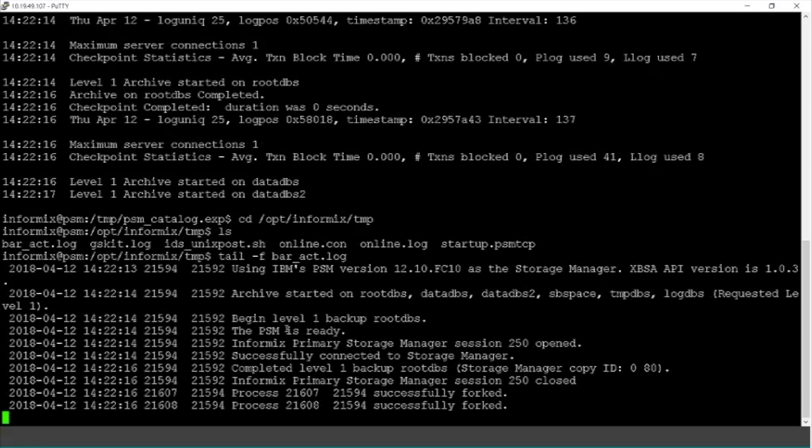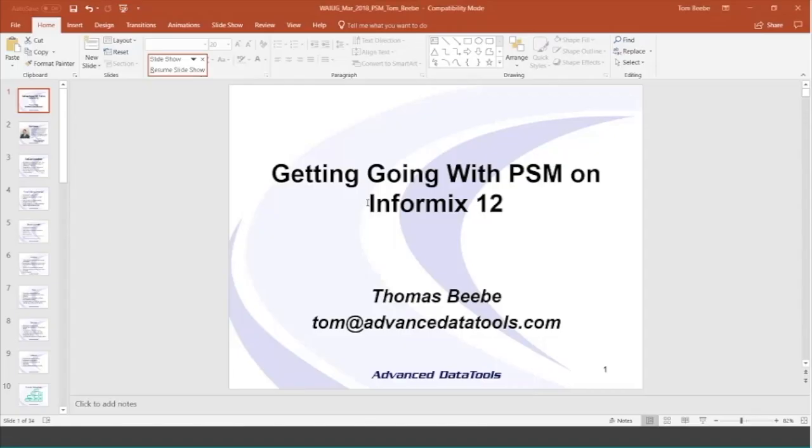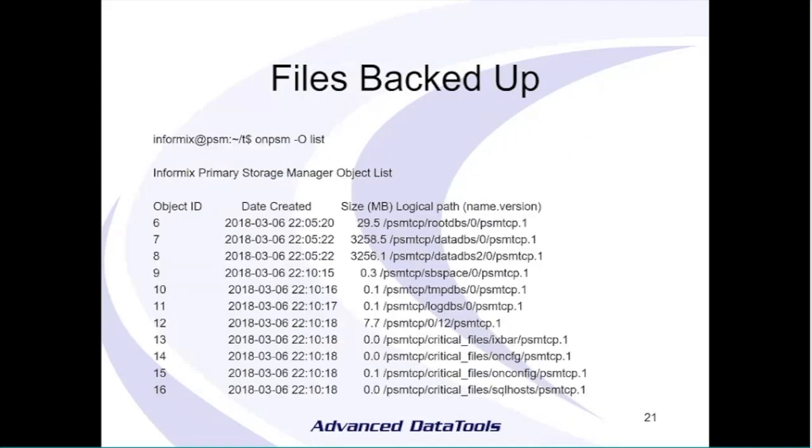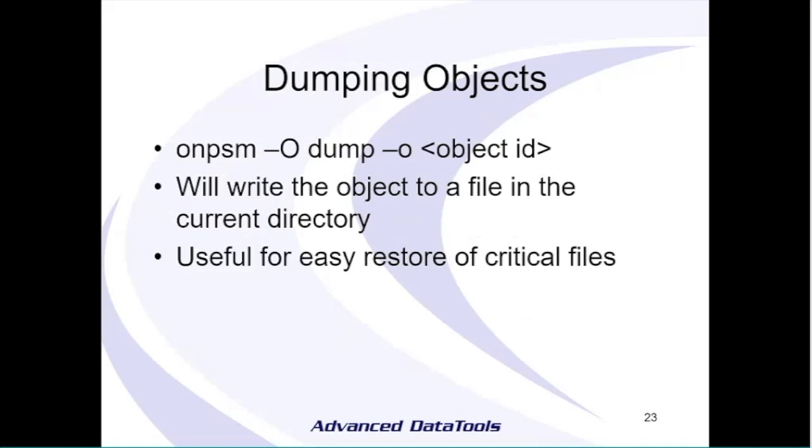So again, the onPSM list will actually show us the list of objects. And one of the nice ones, and I'll demonstrate in a moment, is the onPSM-O dump command. This will let you actually go through an object and dump it out to a file. It'll create a file in your current working directory. And so that way, if you need to restore a particular file that it backed up or a particular log or what have you, you can pull it out of the system. You don't need to jump through a bunch of hoops. You can just run the onPSM-O dump and your file is back.